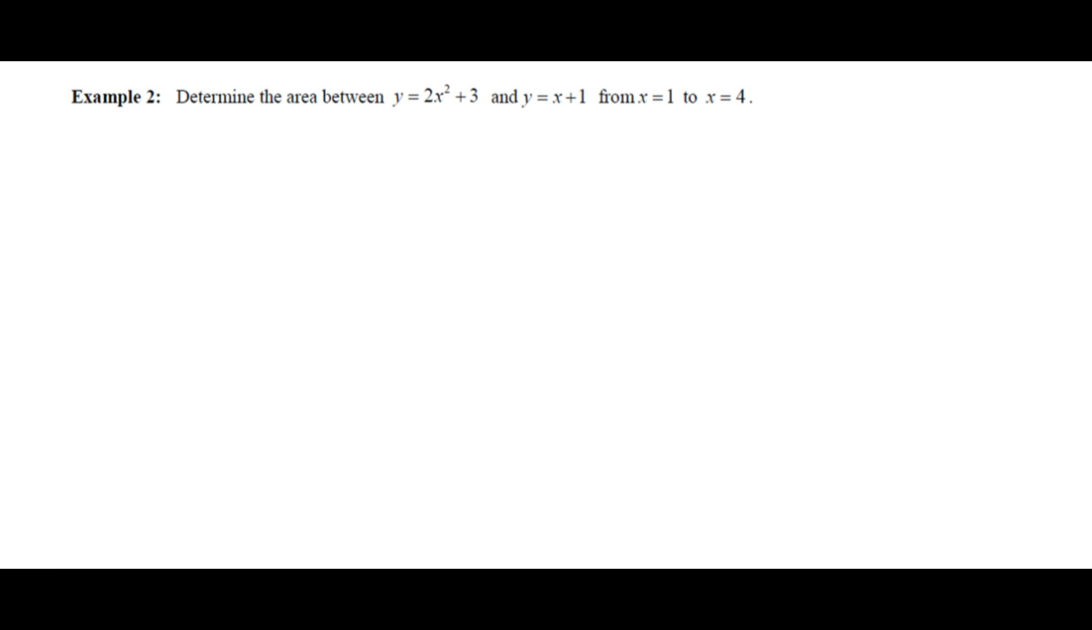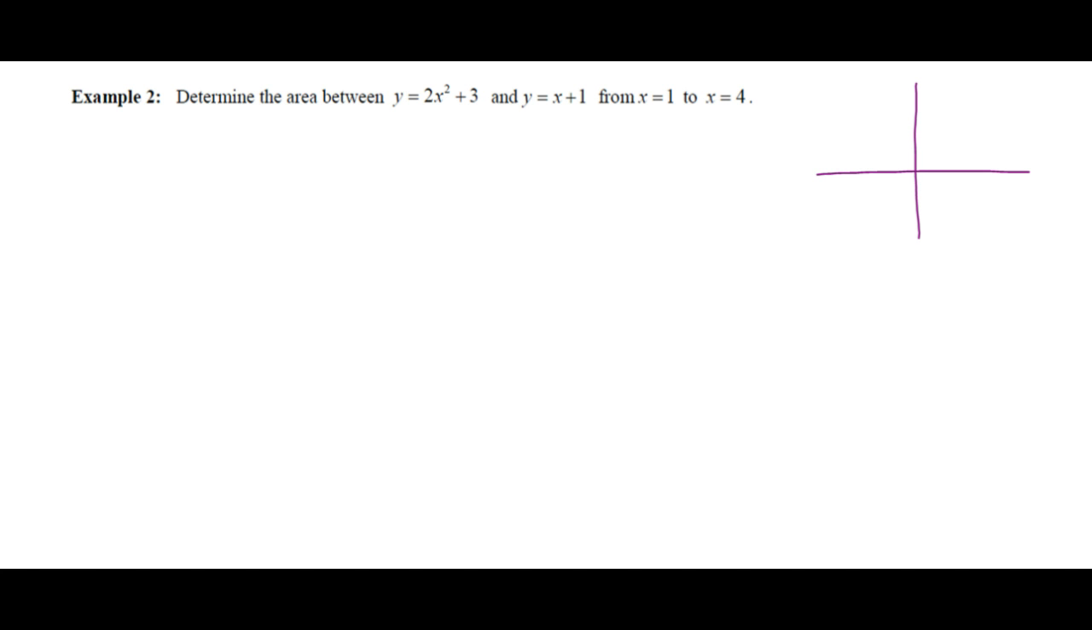All right. Determine the area between y equals 2x squared plus 3 and y equals x plus 1 from x equals 1 to 4. Okay. So usually what we want to do is make a rough sketch just to get an idea of what we are looking at here and whether these things cross. I mean, likely this is just nice little boundaries here, but let's sketch it out. Let's do that over here maybe.